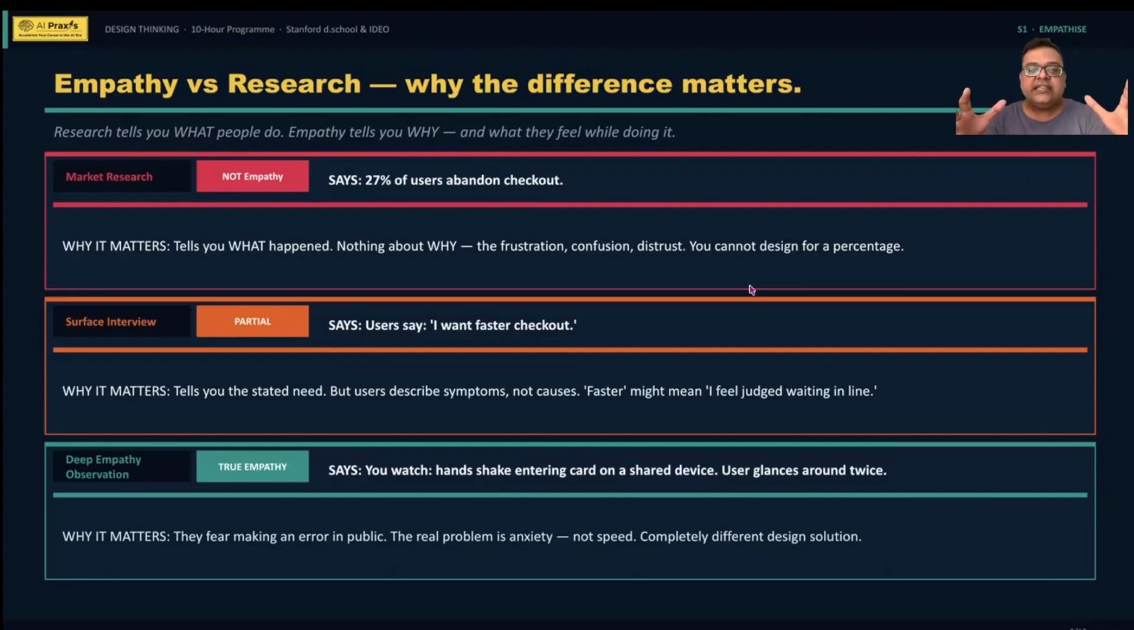So, what is the key takeaway? It's very simple. Research tells you what happened, empathy tells you why it happened. Research gives you information, empathy gives you understanding. And great innovation always begins with understanding.